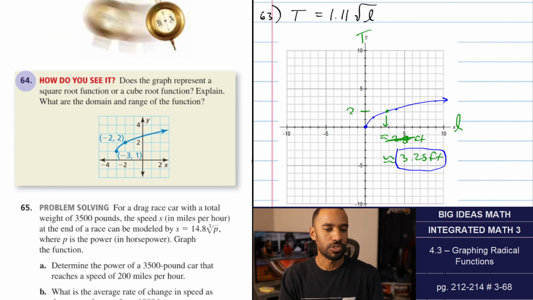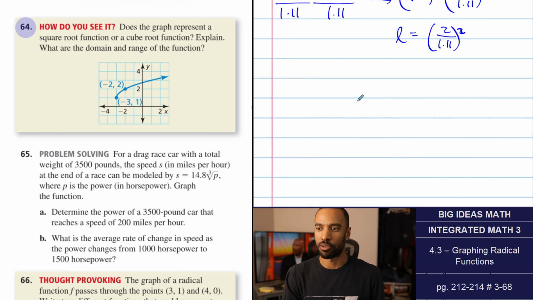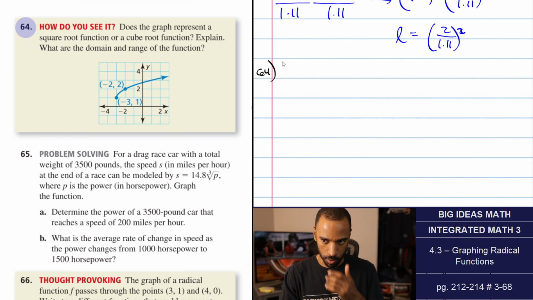Number 64, how do you see it? Does the graph represent a square root function or a cube root function? Explain, and what are the domain and range of the function? Well, a cube root function would have an all real number domain and range, and it would kind of squiggle both directions. Square root function does not. So on number 64, that is indeed a square root function.